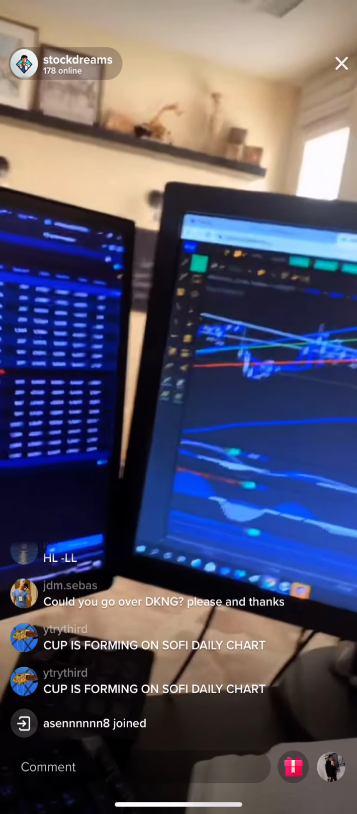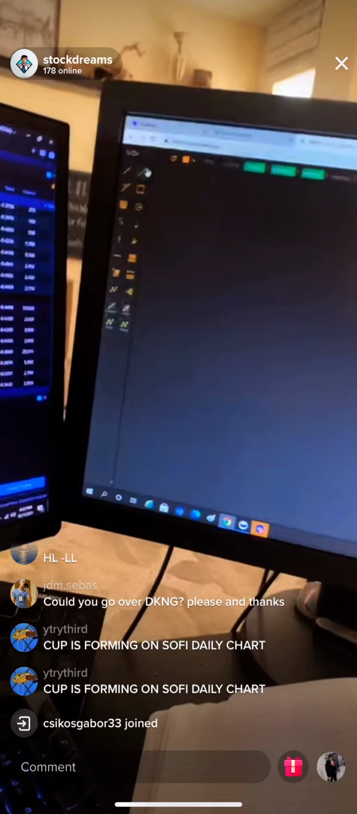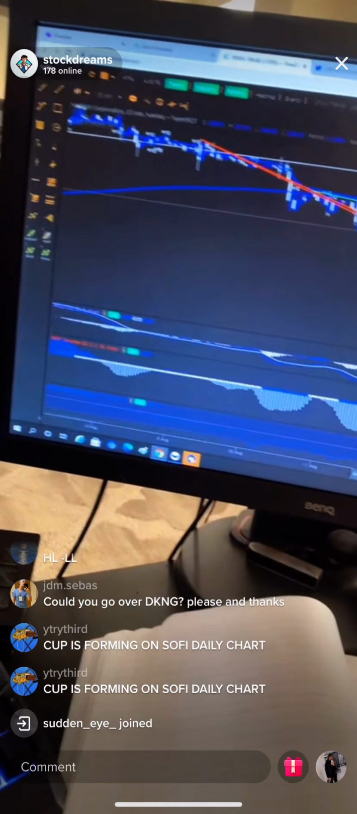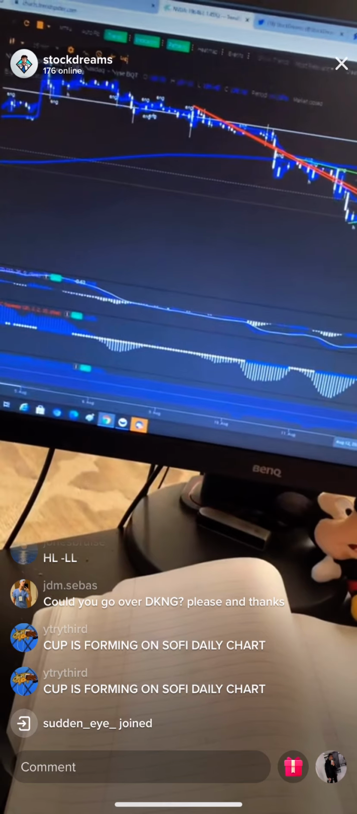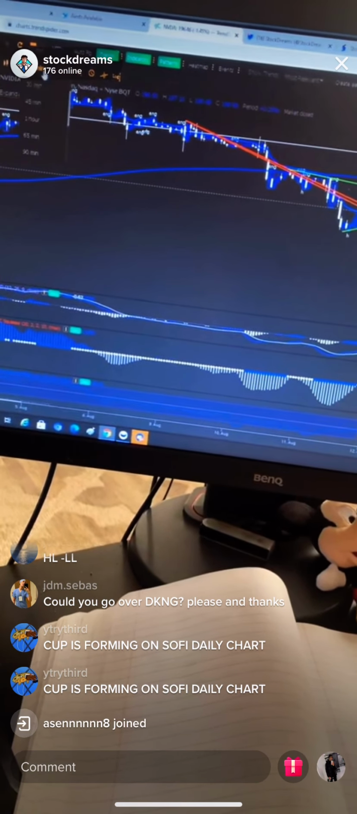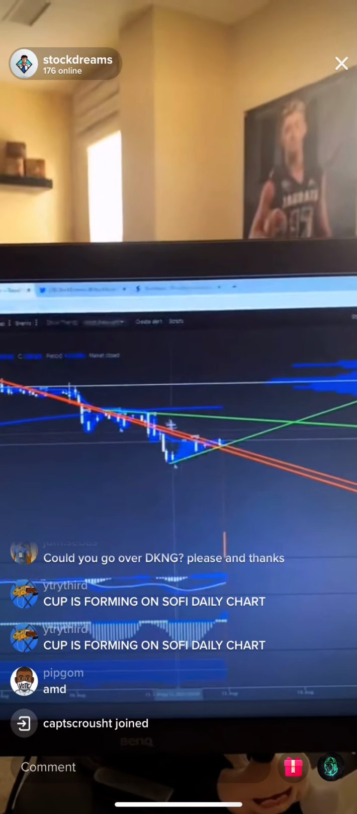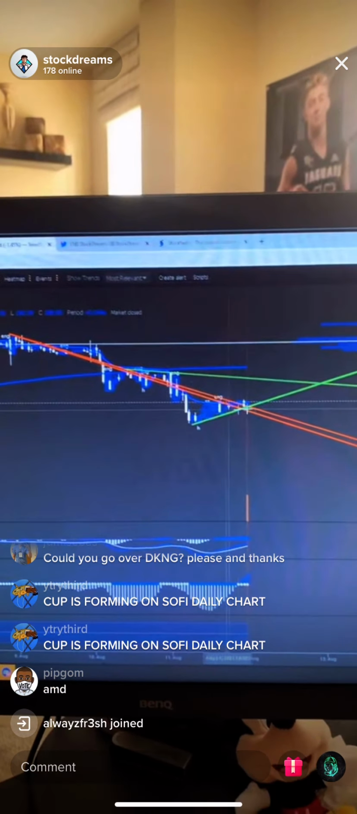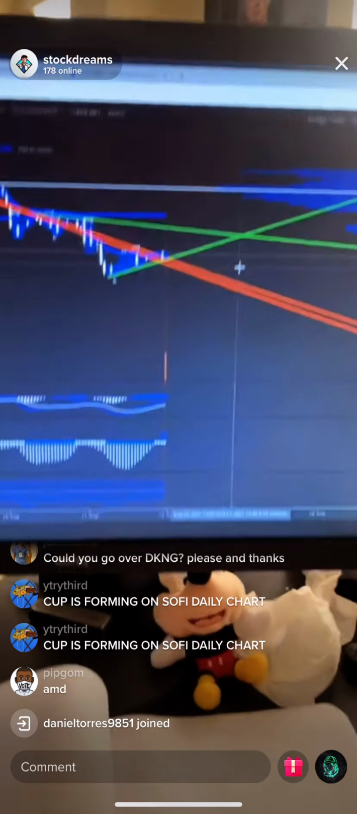If we look over here at NVIDIA, yeah, SoFi does look good. There's a bear pennant right here too. Downtrend, hard resistance, bear pennant, downtrend, I think.